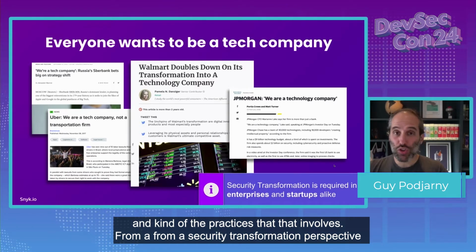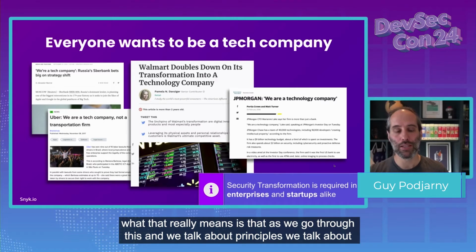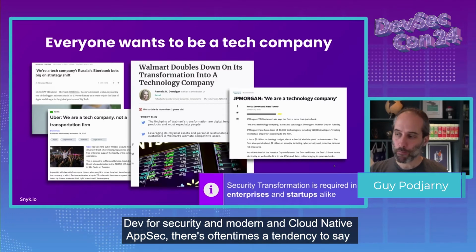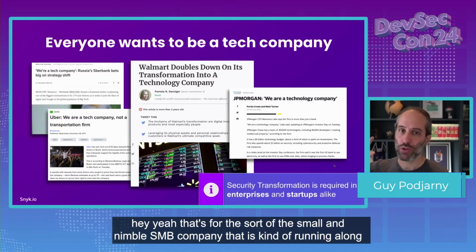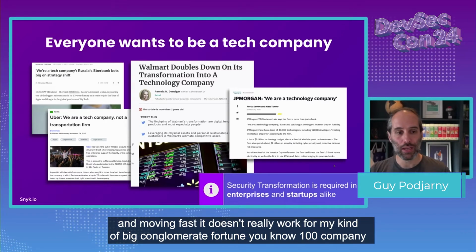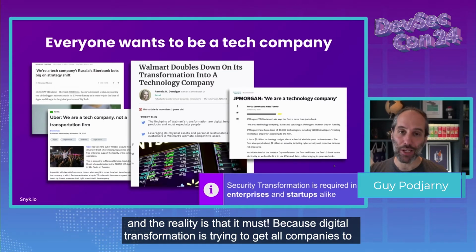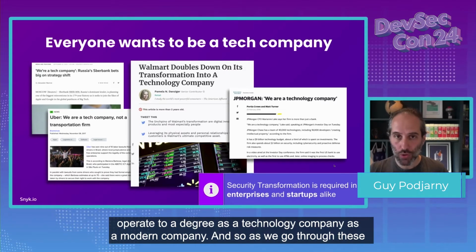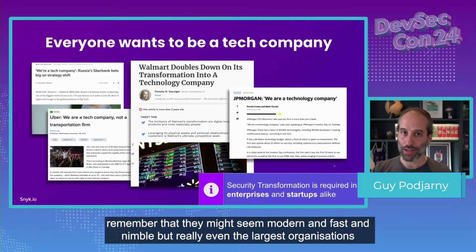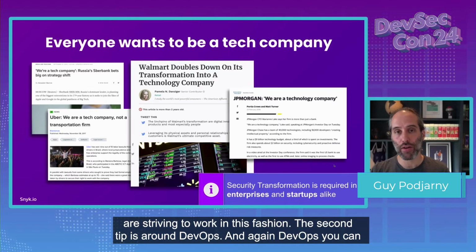From a security transformation perspective, what that really means is that as we go through this and we talk about principles, dev-first security and modern, cloud-native AppSec, there's often a tendency to say, hey, that's for the small and nimble SMB company that is running along and moving fast. It doesn't really work for my big conglomerate Fortune 100 company. And the reality is that it must, because digital transformation is trying to get all companies to operate to a degree as a technology company, as a modern company. And so as we go through these, remember that they might seem modern and fast and nimble, but really even the largest organizations are striving to work in this fashion.